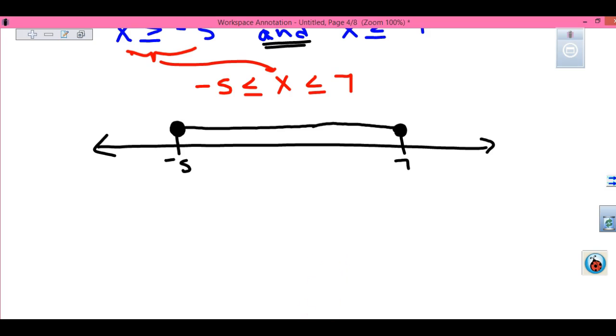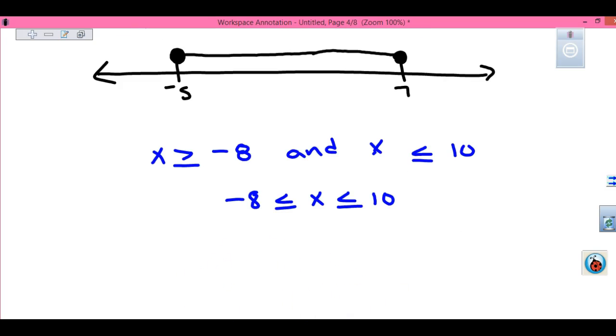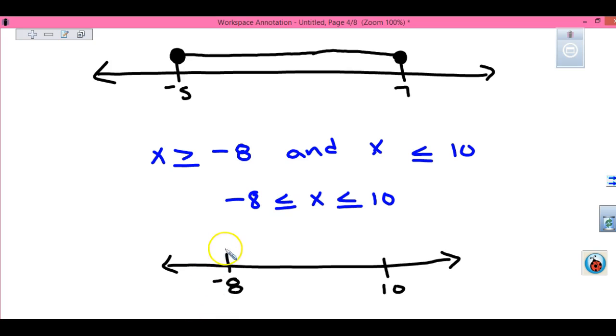So let's try this one more time. If we have x is greater than or equal to -8 and x is less than or equal to 10, how can we rewrite this inequality without the word and? -8 is less than or equal to x, x is less than or equal to 10. How can we graph this? Okay, let's go ahead and graph it. -8, 10. Would they have open or closed circles? Closed circles. So if x is greater than -8, then to the right. And if x is less than 10, to the left.